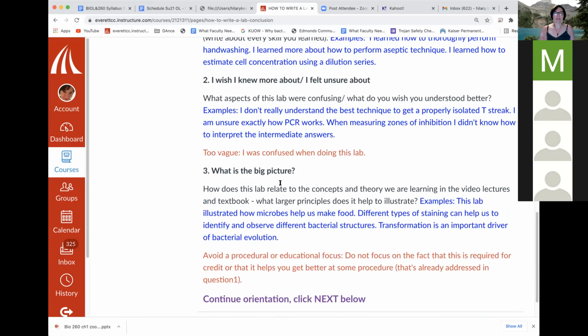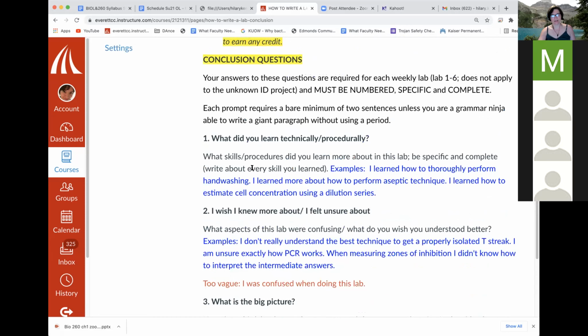So for every single thing you did, think about why I assigned that. How does it connect to the bigger picture and the concepts we're learning in class? So please don't have this answer sound a lot like this answer. This one is like, what did you learn how to do? What did you learn how to calculate? What did you learn how to manipulate? What did you learn how to look up?